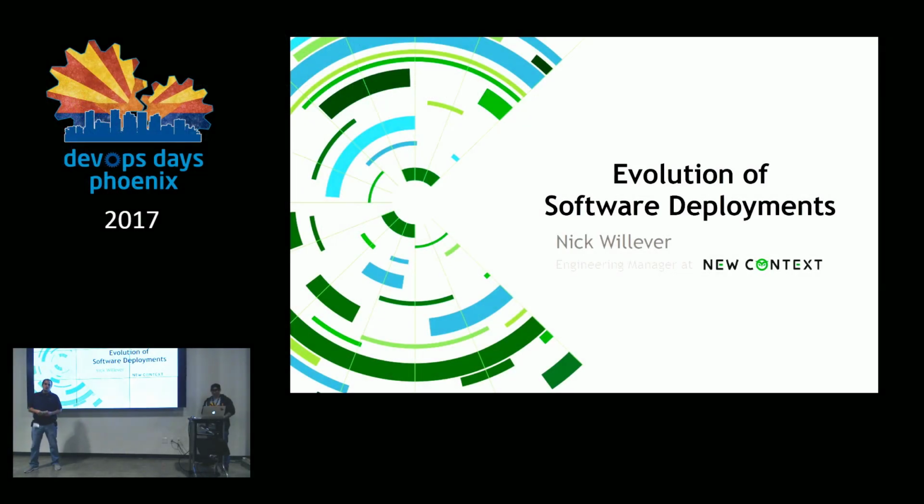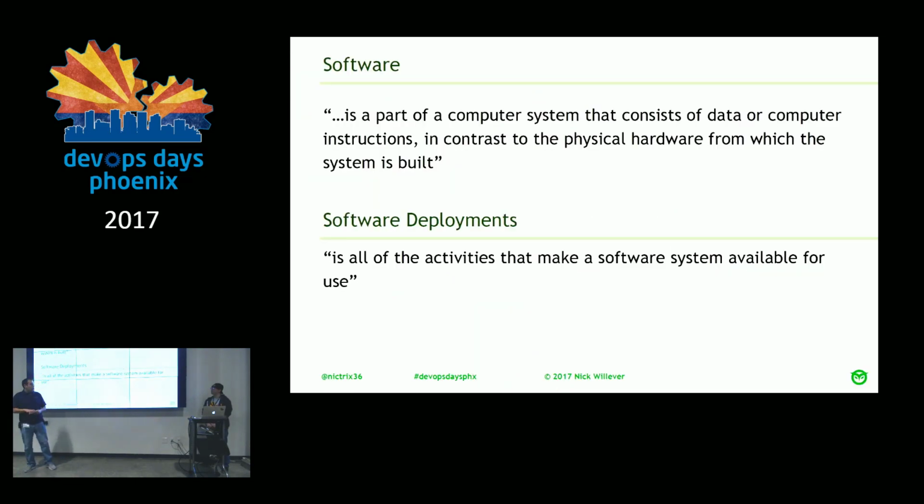I'm Nick. I've been in the Valley since 2006, deploying critical infrastructure and applications, and I'm going to talk to you about the evolution of software deployments. Let's define software. Software is a set of instructions the computer has to perform. Software deployments are all the activities that lead up to the software being available for use.